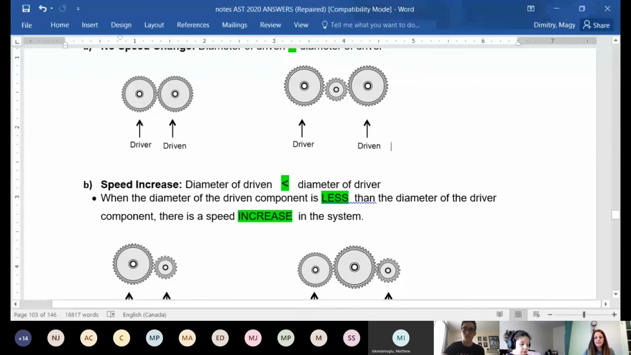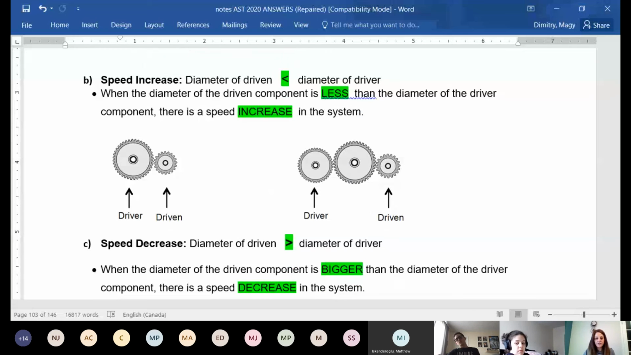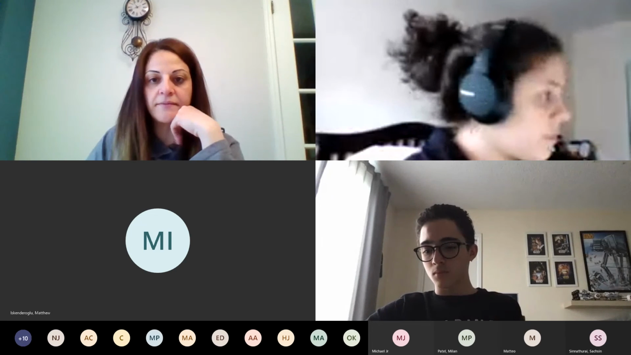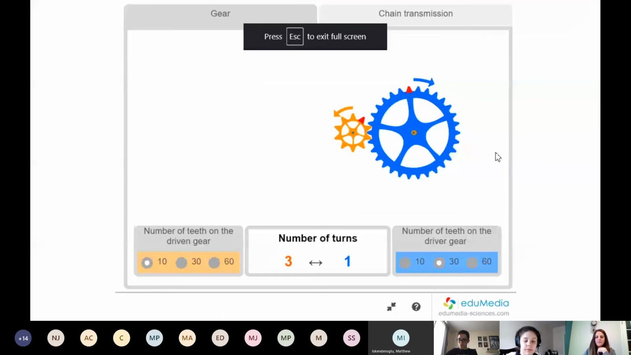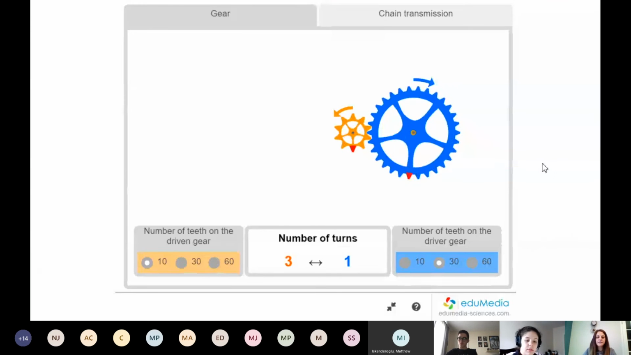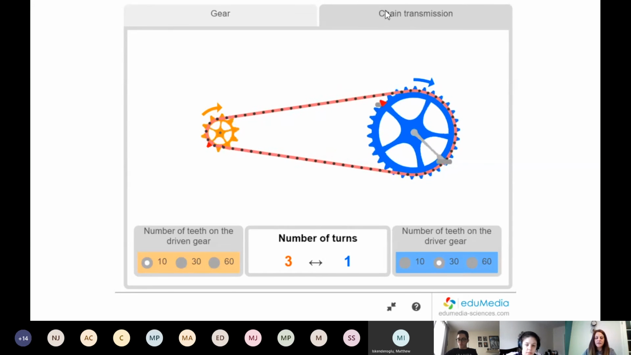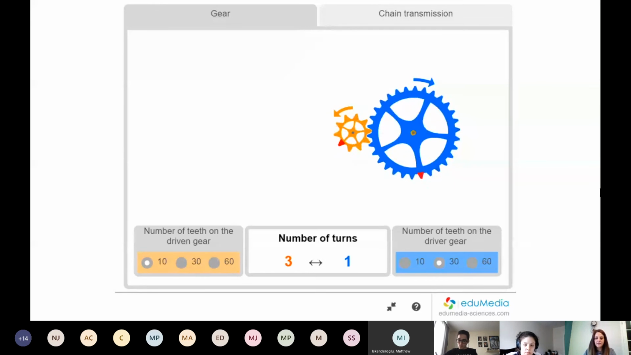Bravo, everybody. So let's look at the animations on Edumedia. They're really good. This is great. I love this activity. So we have chain. They show you examples of even your bicycle when you change gears on a bicycle versus just regular gears like that.